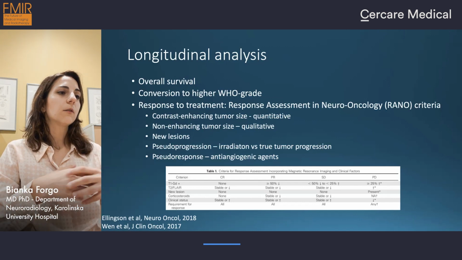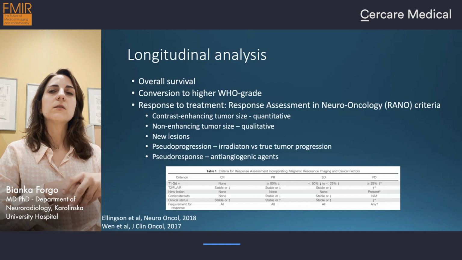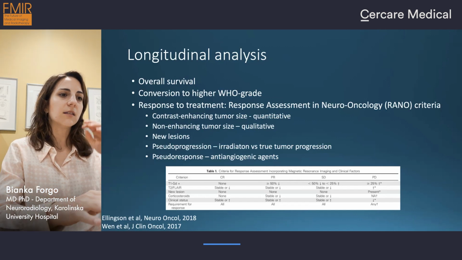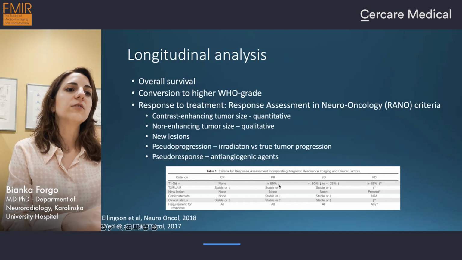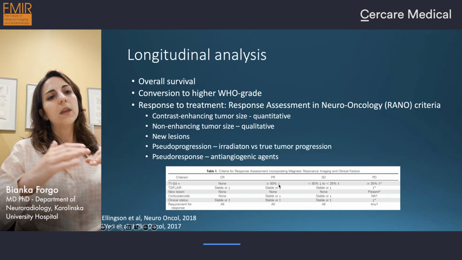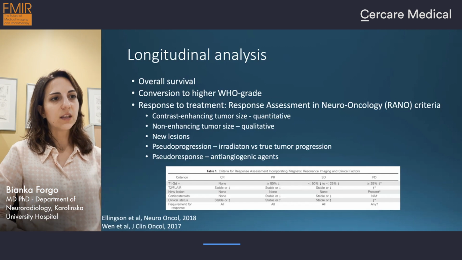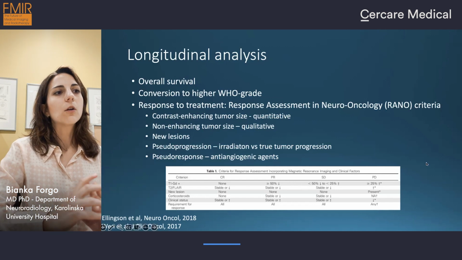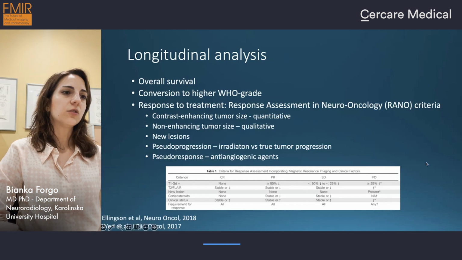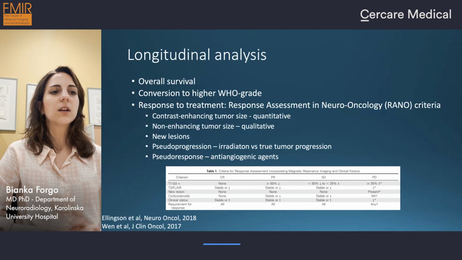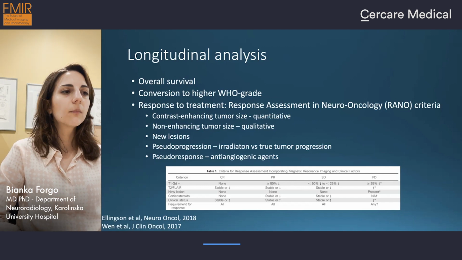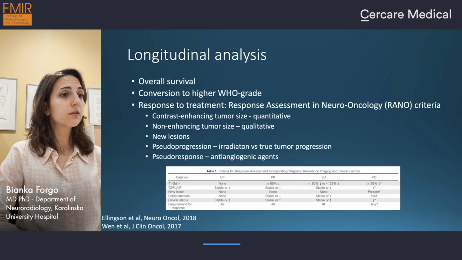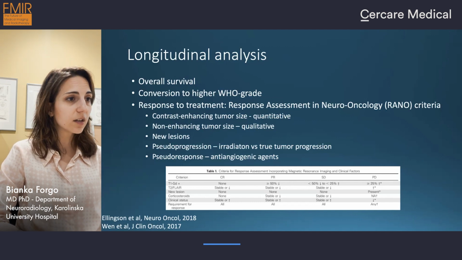When it comes to RANO criteria, we are most interested in contrast enhancing tumor size, and we will quantify that as shown in this table here. So we are interested in the percentual increase or decrease of the contrast enhancing tumor. We are also interested in the non-enhancing tumor size. However, here we are restricted to qualitative information. We are interested in new lesions or new contrast-enhancing lesions that appear.